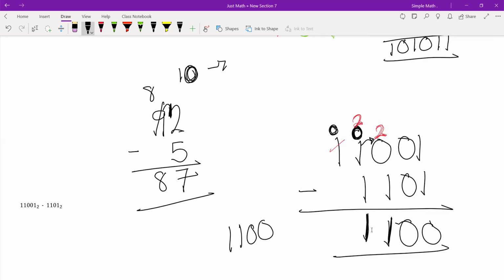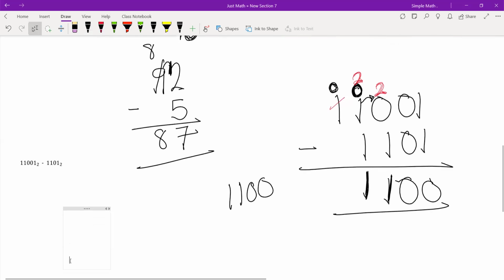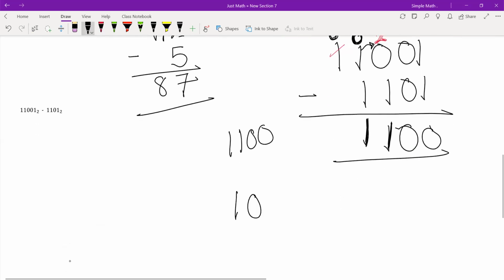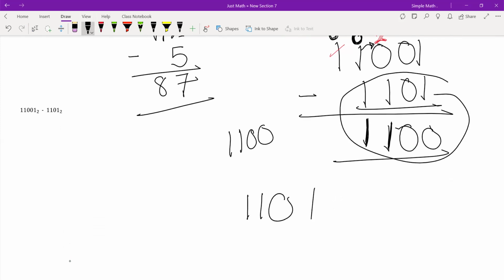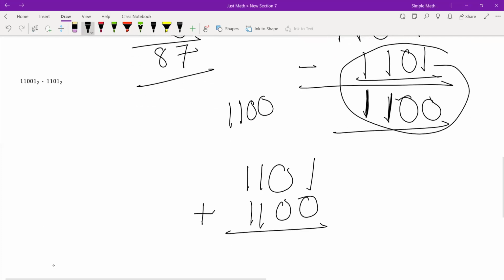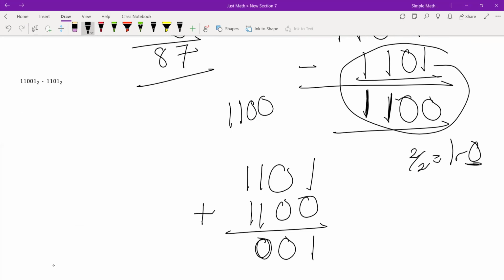And if you add them together, you add these two, 1101 plus 1100. 1 plus 0 is 1, 0 plus 0 is 0. So 1 plus 1 is 2. 2 divided by 2 is 1 remainder 0. So the 0 stays here. We move the 1 to the other side.